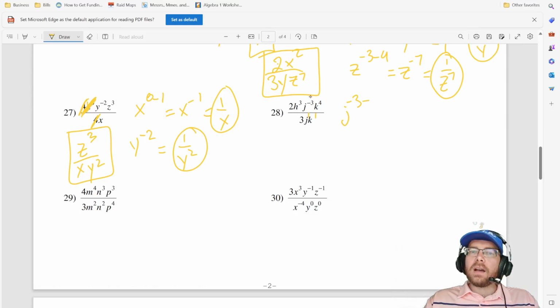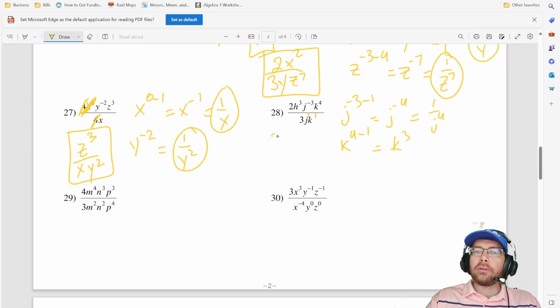So this is negative 3 minus 1, which is j to the negative 4, which is 1 over j to the 4. All right, and then we've got some k's as well. So then that's k to the 4 minus 1, which is k to the 3, which is going to be in the numerator. So good to go there.